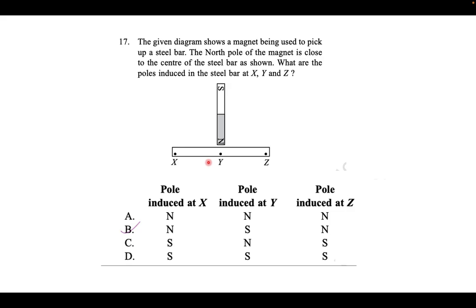Here in question 17, we know that two opposite poles of a magnet attract. So Y should be a south pole for them to attract. X and Z will be north poles, as two like poles cannot be next to each other.